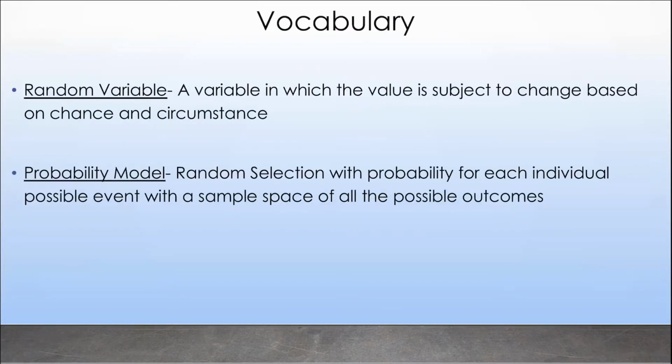Our vocabulary is a variable and a random variable is a variable in which the value is subject to change based on chance and circumstance. Probability models are random selections with probability for each individual possible event with a sample space of all possible outcomes.